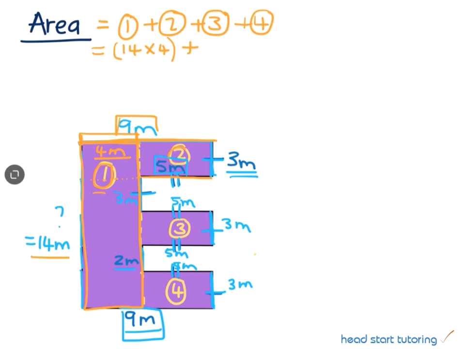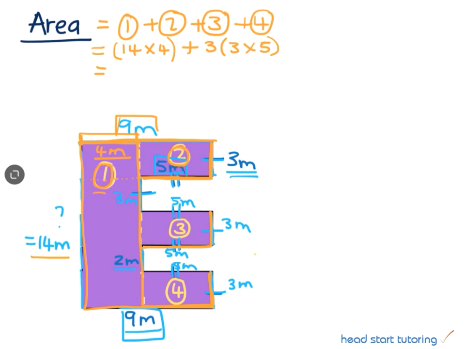Then the second rectangle is 5 meters by 3 meters. And we've actually got 3 of those exact rectangles. We've got 5 meters by 3 meters there, 5 meters by 3 meters there, and 5 meters by 3 meters there. So what we can say is plus 3 times 3 by 5 meters, because we've got 3 of them. You can obviously write it all out if you'd like, but because we've got 3 of the exact same rectangles, we can just multiply the area of one of the rectangles by 3.